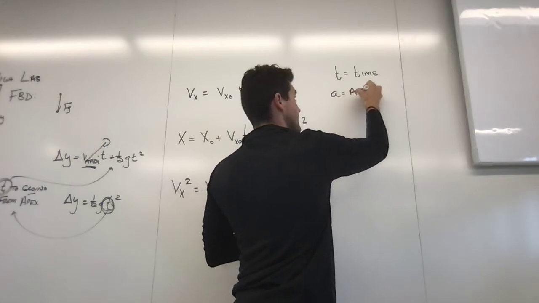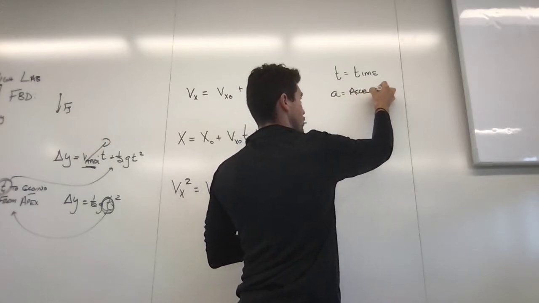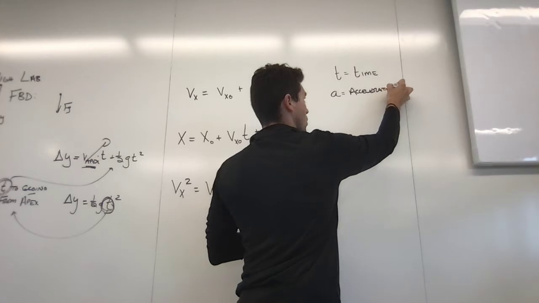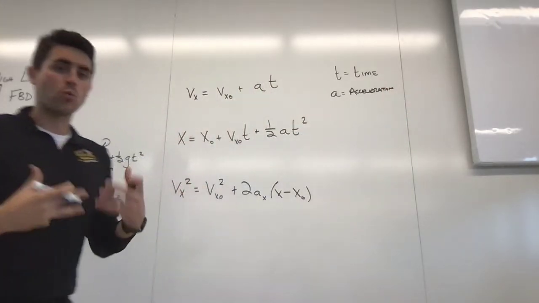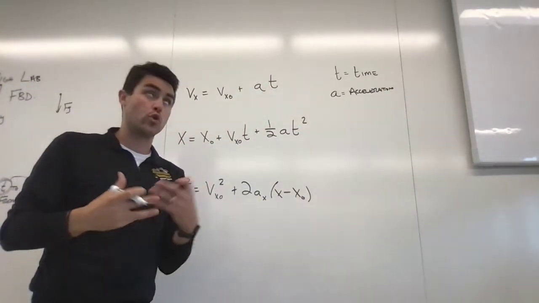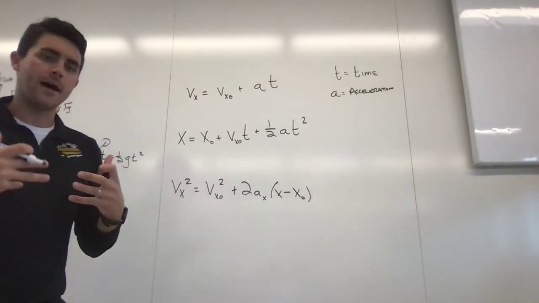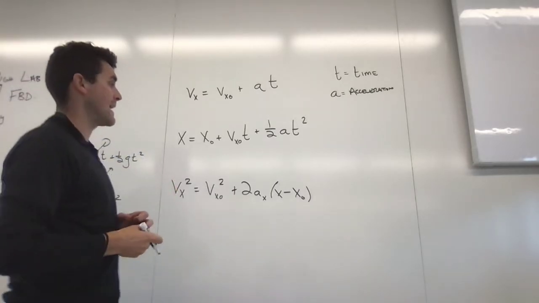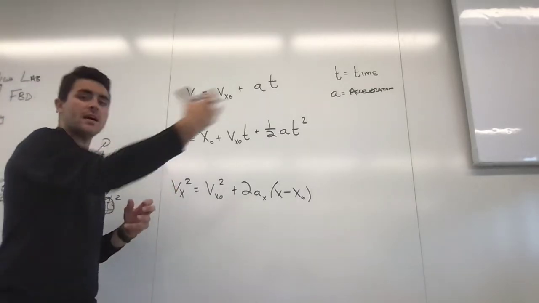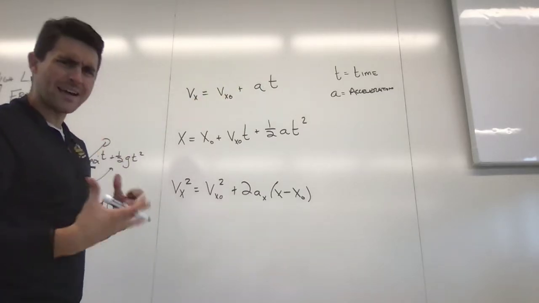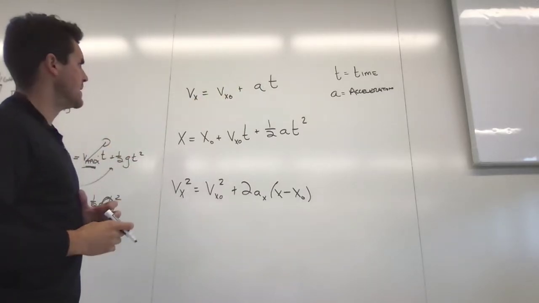The next one is acceleration. That's a. And acceleration is by definition the change in speed over time. It's how quickly the rate of speed is changing, the rate at which speed is changing. That's what it means, okay? It is how quickly something is either speeding up or slowing down. In this class, accelerations will always be constant.